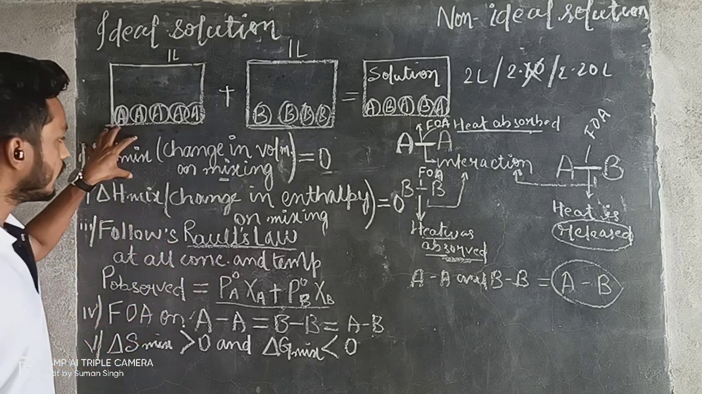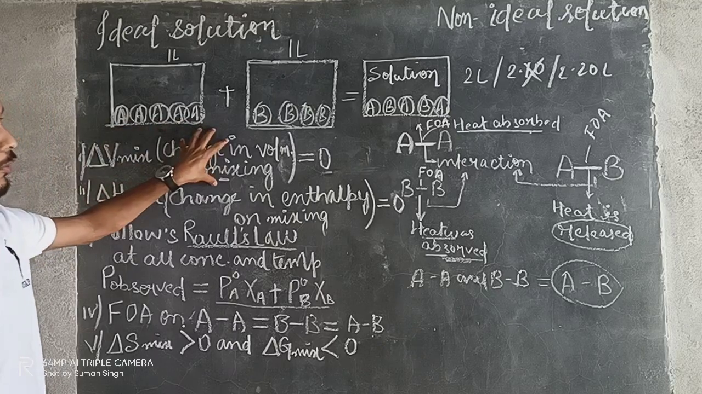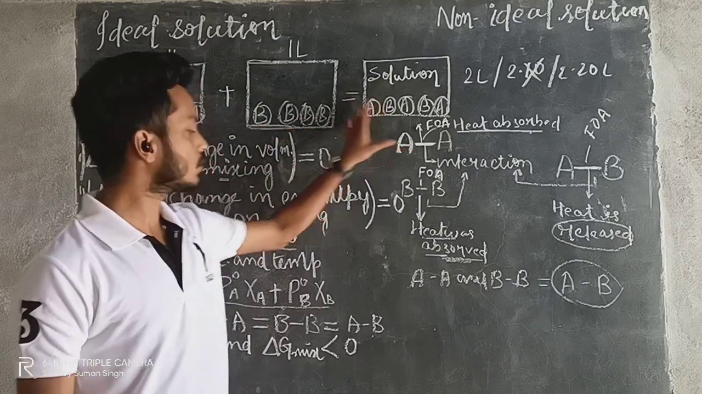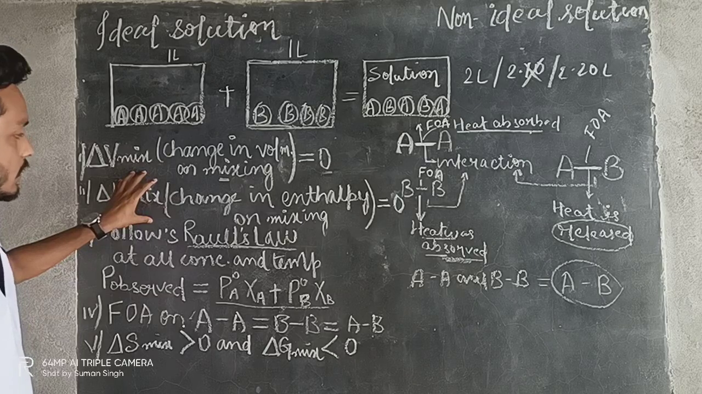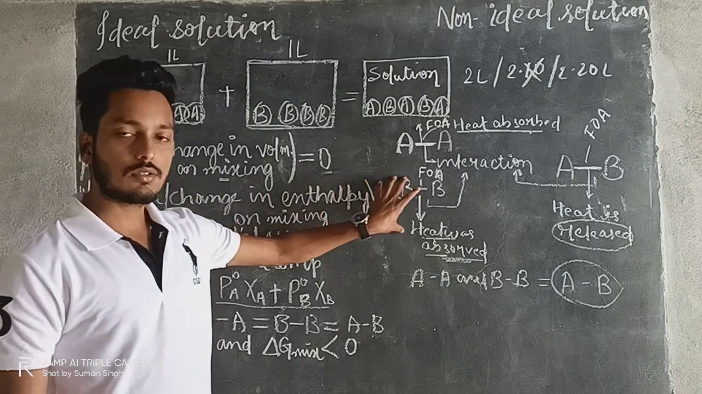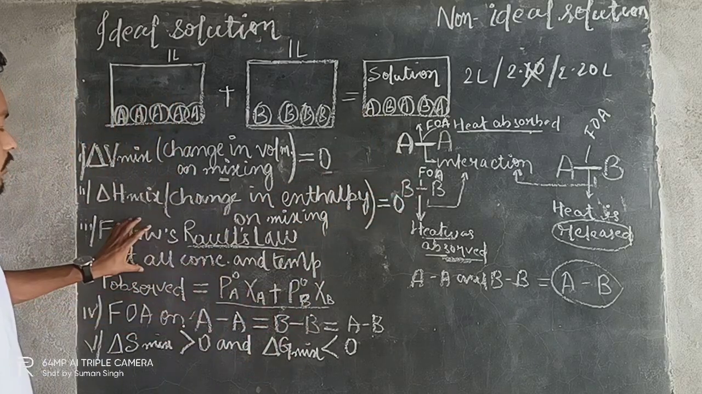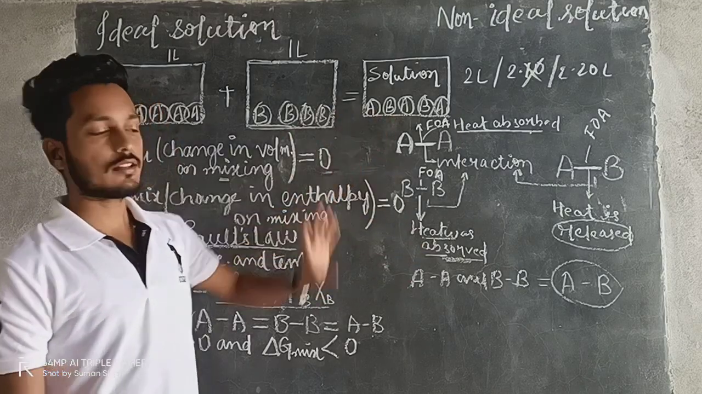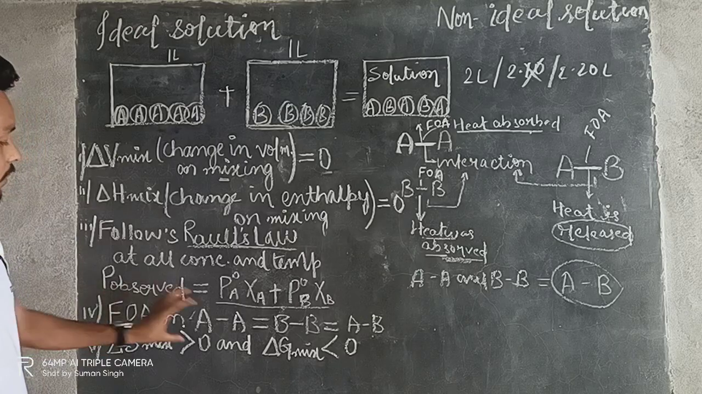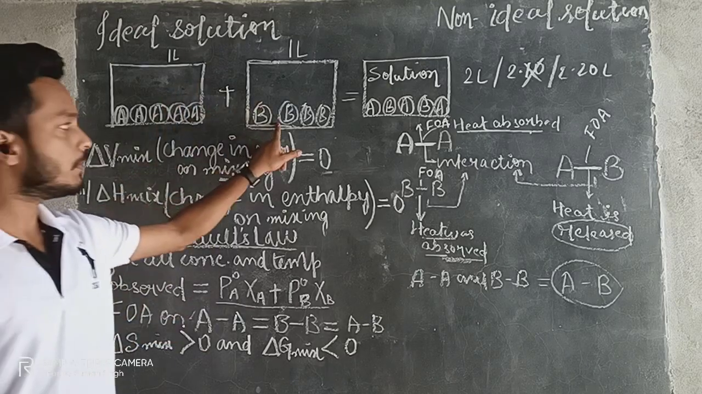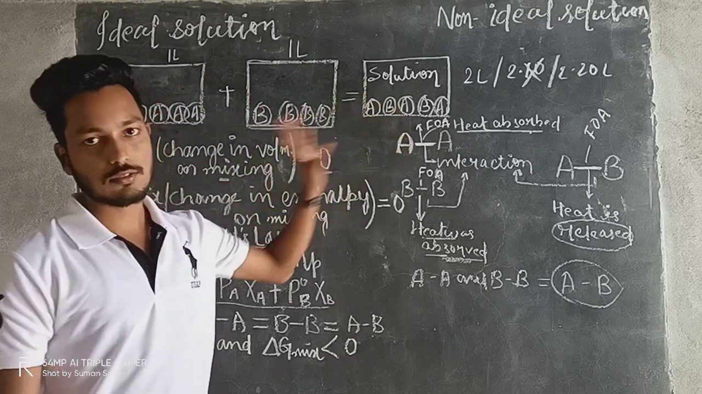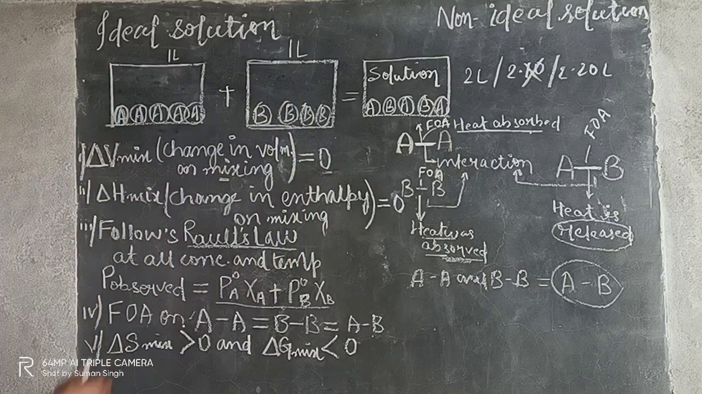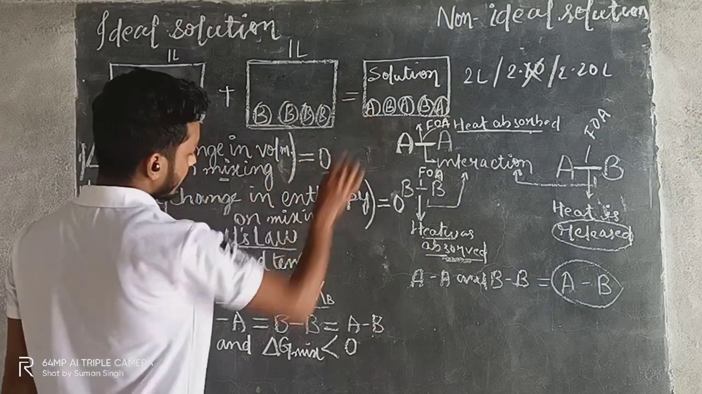First one is del V mixing, means change in volume on mixing. If it is zero, then it is an ideal solution. If del H mixing, means change in enthalpy on mixing, is zero, then also it is an ideal solution. If it follows Raoult's law at all concentration and temperature, then also it is an ideal solution. And if the force of attraction between AA and BB is same as AB, then we also consider it an ideal solution.